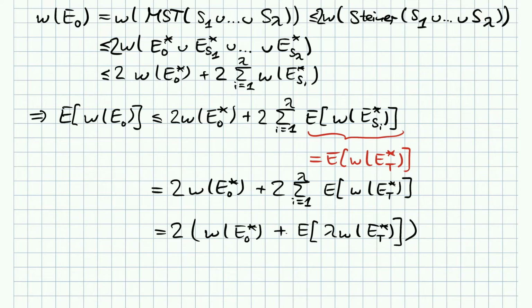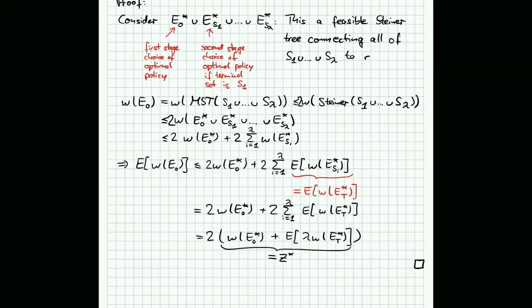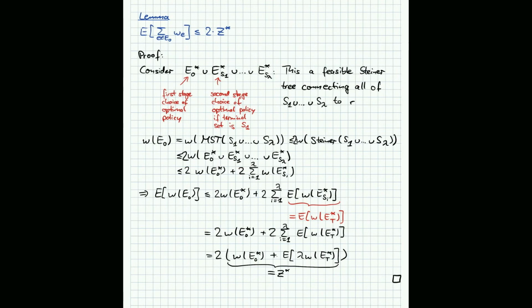And this here is nothing but Z star, the cost of the optimal policy. So this proves the lemma that the expected cost of our first stage choice is no more than 2 times the cost of an optimal policy.